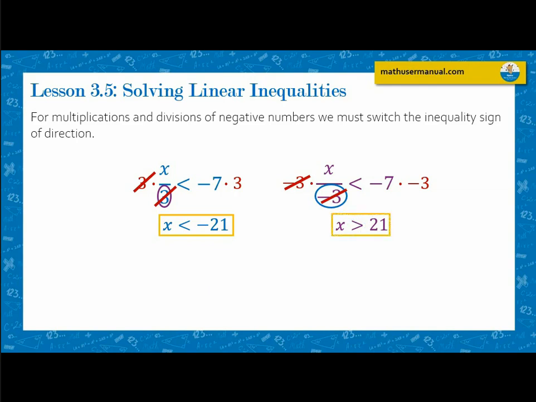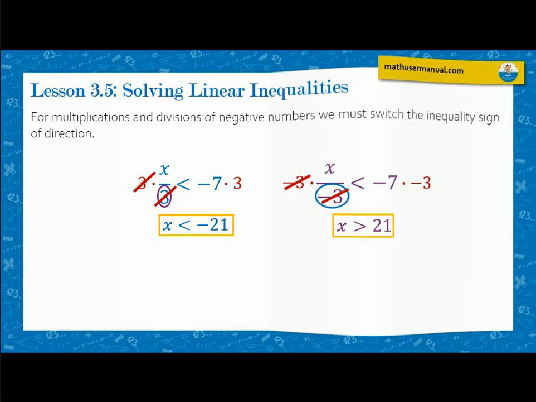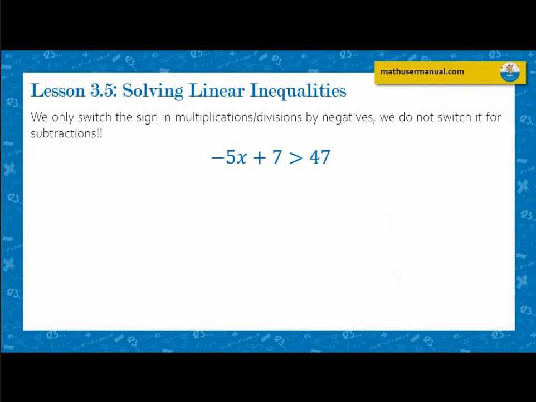And these are our two answers. On the left side, we didn't change the direction because we multiplied times positive 3. On the right side, we did change the direction because we multiplied times a negative 3. Let's put this into practice with a more complex problem.